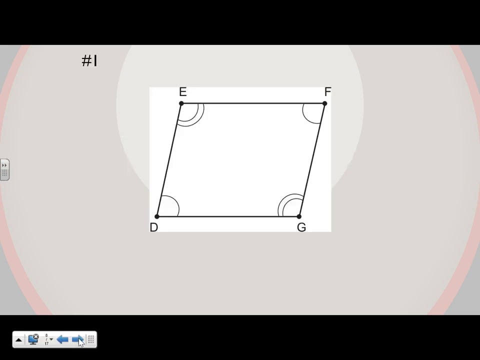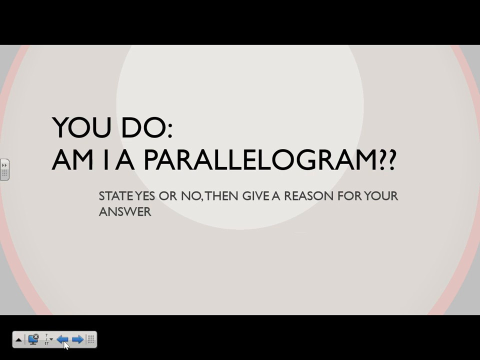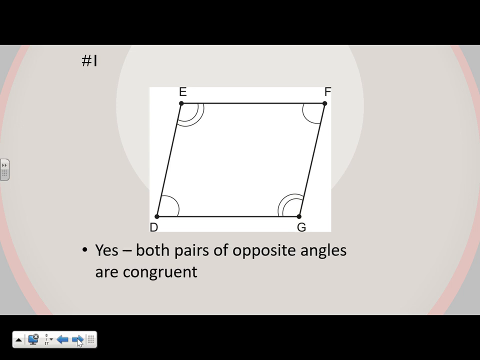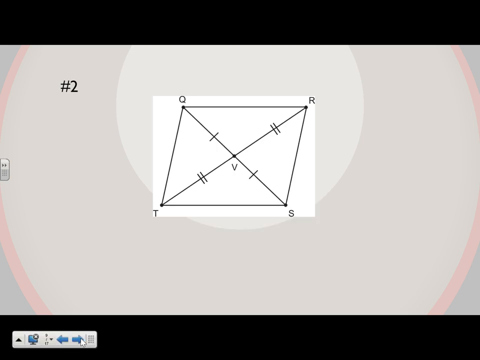So go ahead and do these on your own. When I show you these, hit pause, go ahead and answer it, and then hit play so you can see the answer, double check your work. Kind of jumped the gun on that one. But yes, that is a parallelogram. Both pairs of opposite angles are congruent. The next one, the answer for this one, also yes. Diagonals both bisect each other.